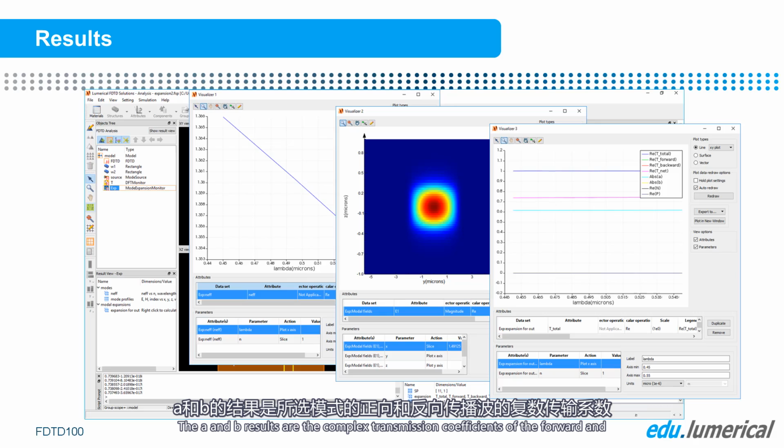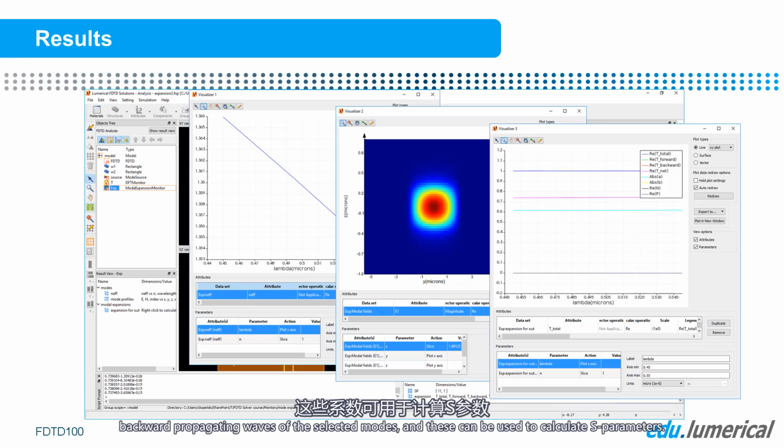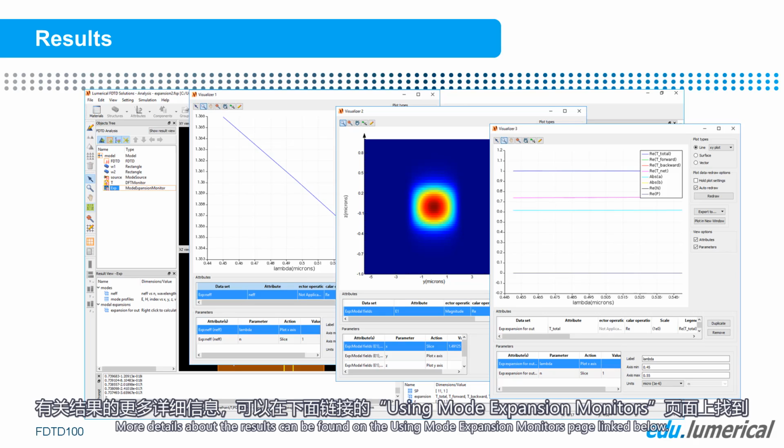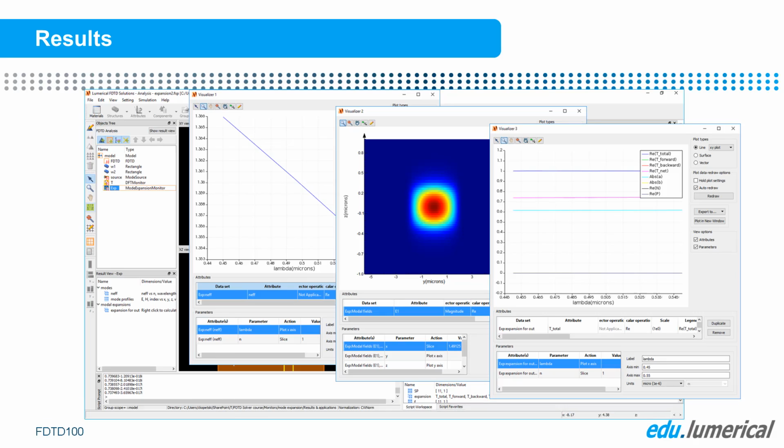The A and B results are the complex transmission coefficients of the forward and backward propagating waves of the selected modes, and these can be used to calculate the S parameters. More details about the results can be found on the Using Mode Expansion Monitors page, linked below.